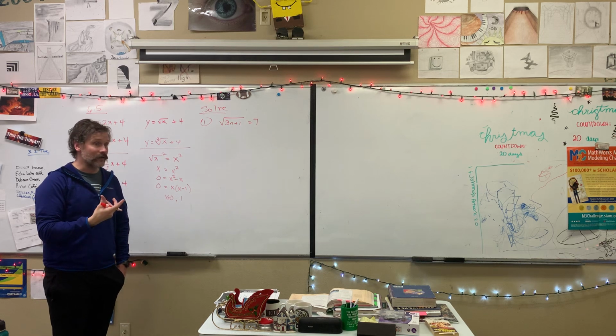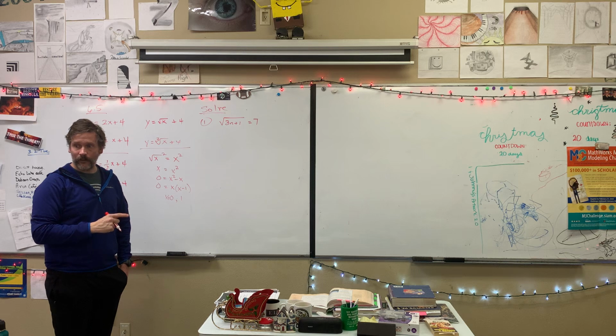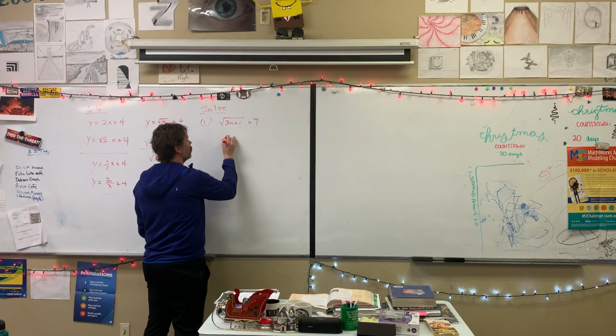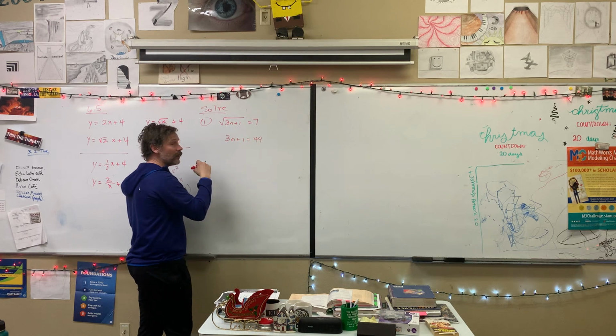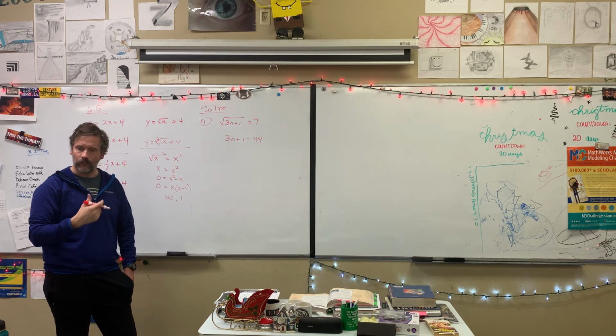So you just need to get rid of the radical and then get the variable by itself. So how do I get rid of a square root? By doing what to both sides? Square both sides, right? So we're going to square both sides, and you would end up with 3n plus 1 is equal to 49. Now when you square both sides, you don't do plus or minus. That's only when you take the square root of both sides.